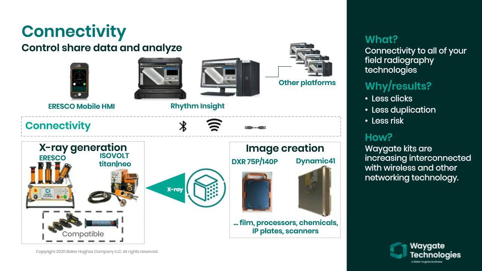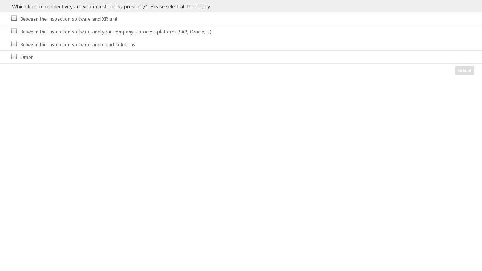Here's another survey question for you. Which kind of connectivity are you investigating presently? First, between inspection software and X-ray units, between inspection software and your company's process platforms such as SAP, Oracle, or other managers, between the inspection software and cloud solutions, and lastly, other. Please select all that apply.